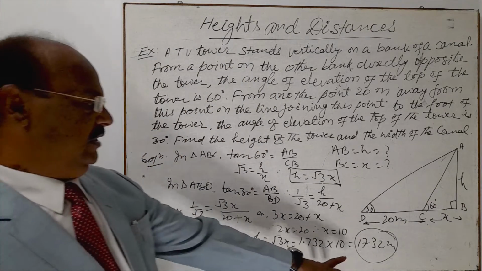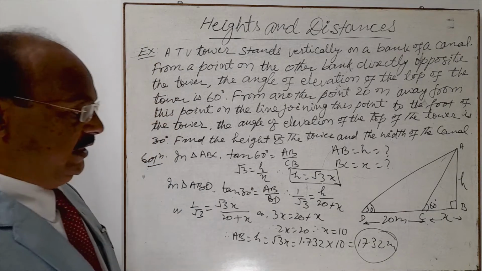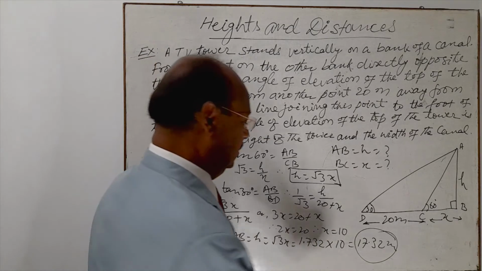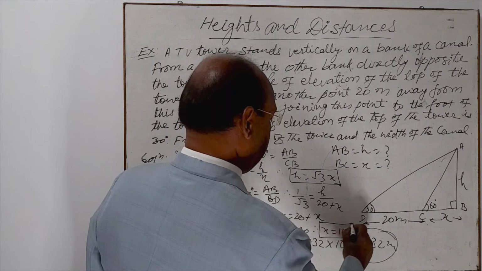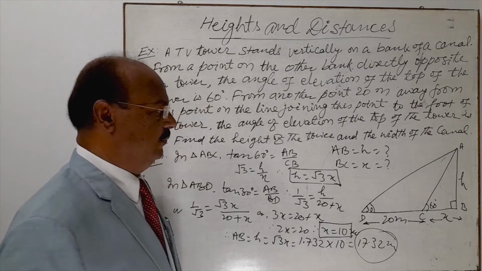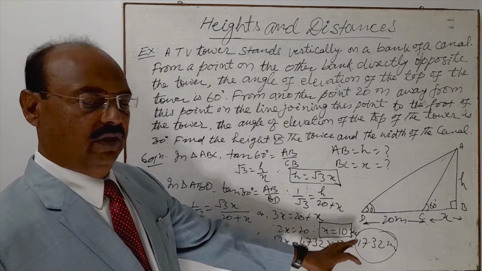Height of the TV tower H is 17.32 meter and width of the canal X. So this is another answer. X is equal to 10 meter. Width of the canal BC is equal to X, is equal to 10 meter.